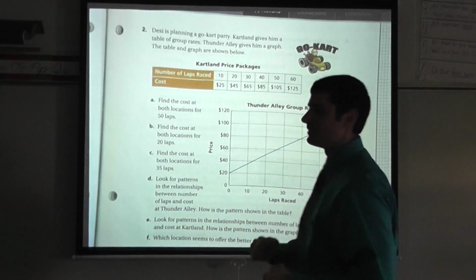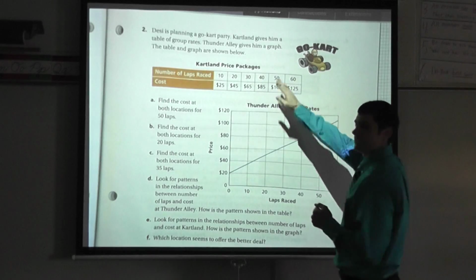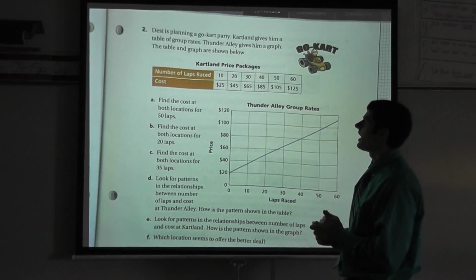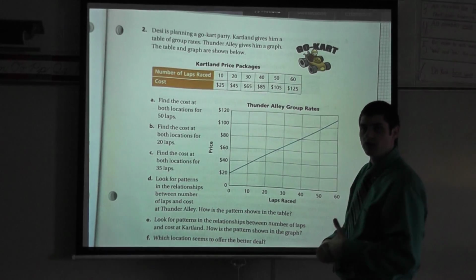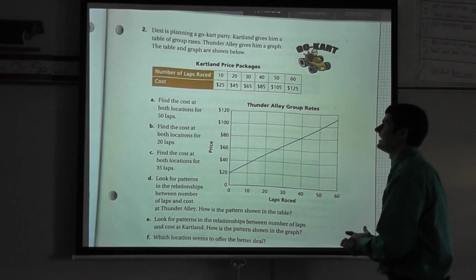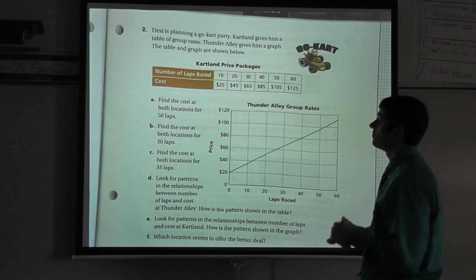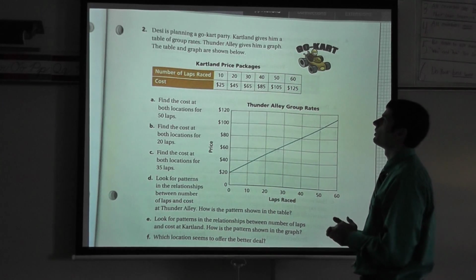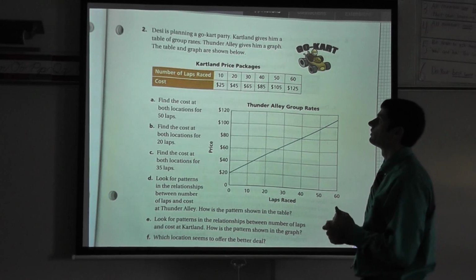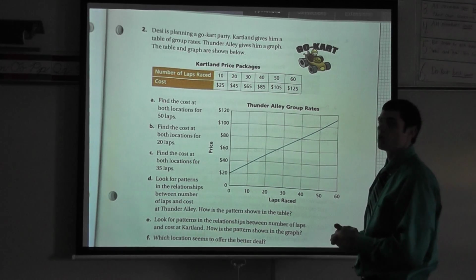So again, let's not waste any more time. Let's take a look at an example up here. We're going to take a look at problem 2. Again, if you are at home, it might be easier for you to read it in your book rather than focus on the screen, but I'm going to read it out loud. Desi is planning a go-kart party. Sounds like a lot of fun. Cartland gives him a table of group rates. Thunder Alley gives him a graph. The table and graph are shown below.